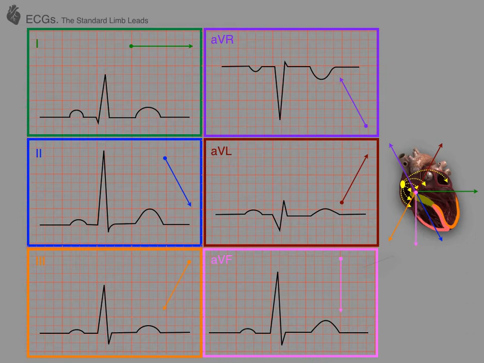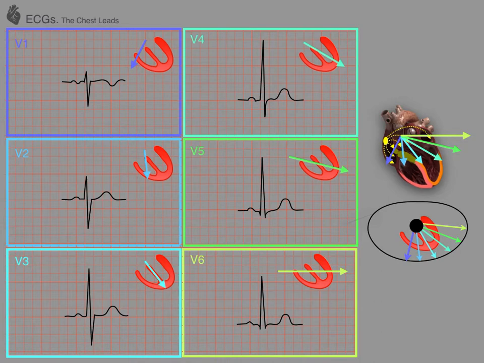So these are the standard limb leads of the hexagonal system. The arrows show the direction in which each lead reads on that two-dimensional plane. And this diagram represents the directionality in which each of the chest leads reads from a computer-generated internal central terminal.